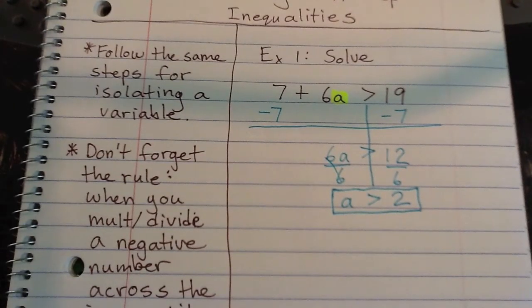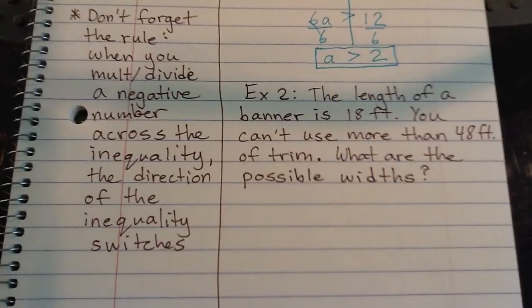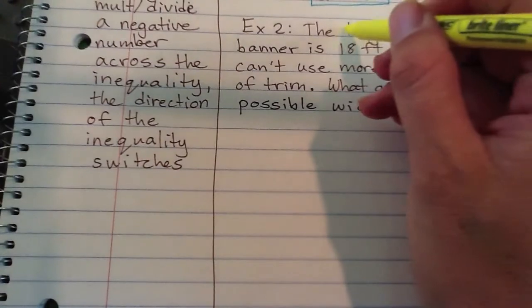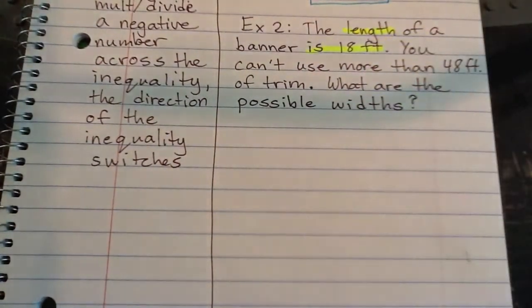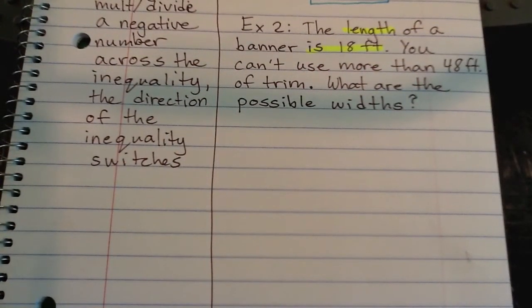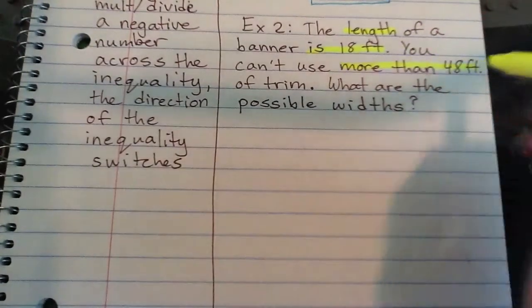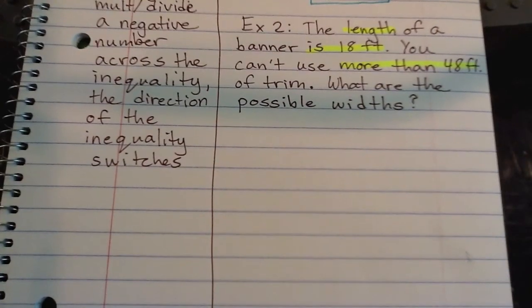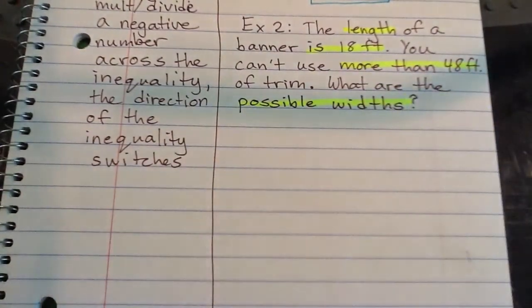Alright, let's go into example 2. Go ahead and copy down example 2. Once you're done copying it, then hit play again. So first thing you want to do with these is you want to apply that idea of looking for important information. So length is 18 feet would be important information. You can't use more than 48 feet of trim would be important. What are the possible widths would be important.